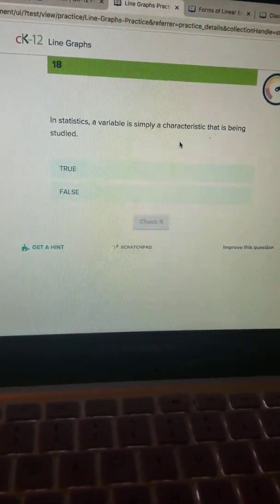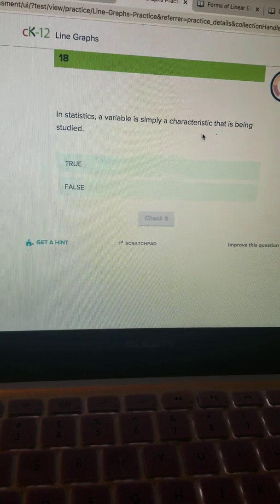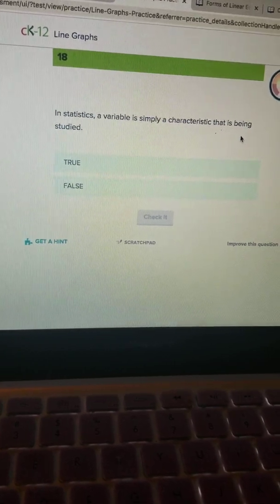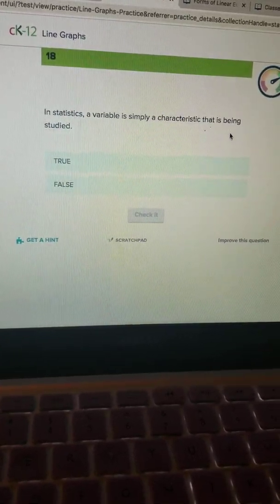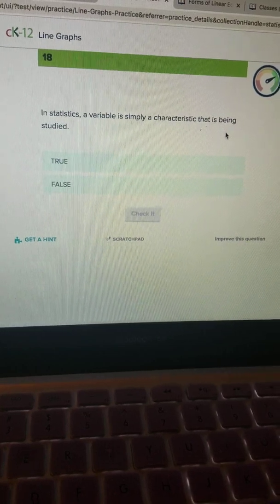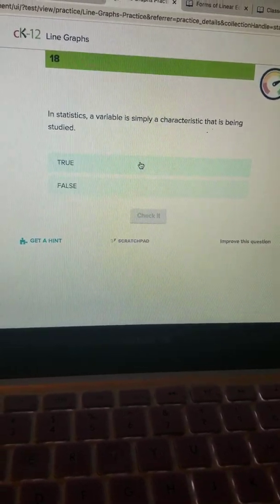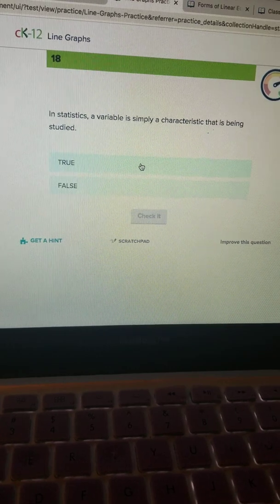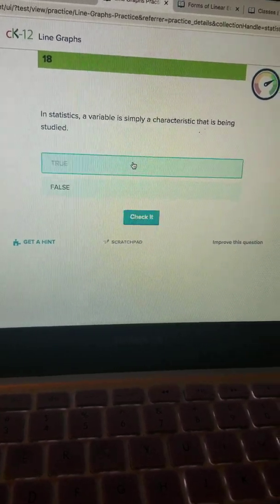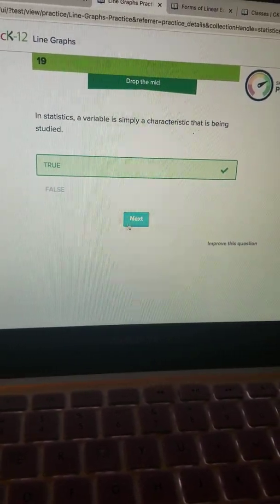In statistics, a variable is simply a characteristic that is being studied. It's a change of things. A variable is a characteristic. Yeah, sure, why not? Okay.